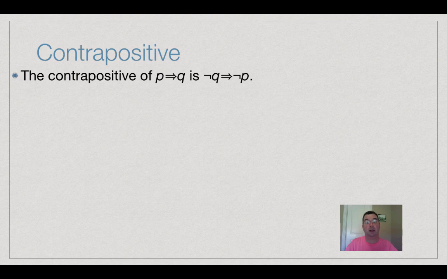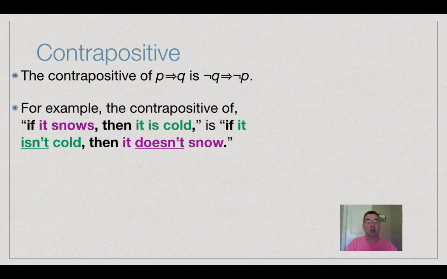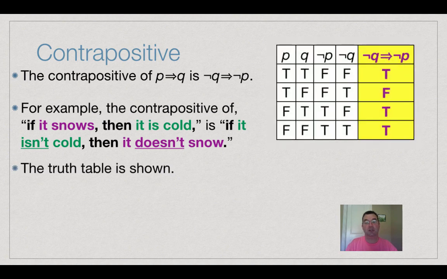The contrapositive of P implies Q is where you switch the parts and you negate both parts, leaving the if where it is and the then where it is. So P implies Q becomes not Q implies not P. So for example, if it snows, then it is cold. The contrapositive of that is if it isn't cold, then it doesn't snow. All right, and here's the truth table.